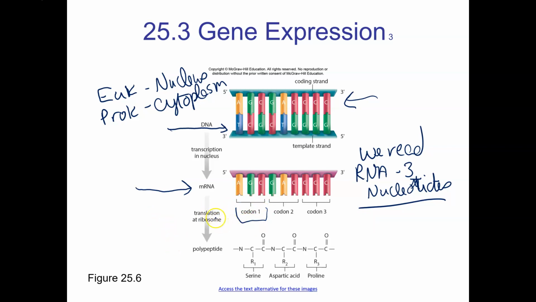And those codons then code for specific amino acids that come together, forming a polypeptide. So these are each amino acids, and they form this polypeptide, which then can fold into a functional protein.